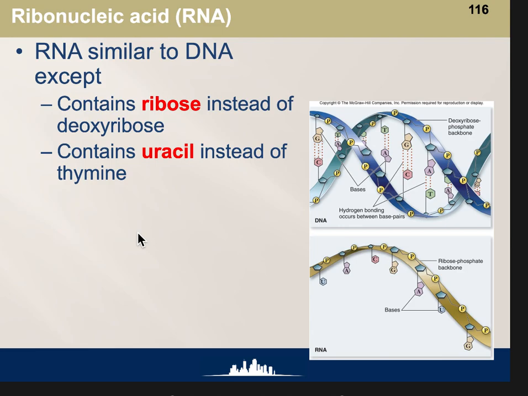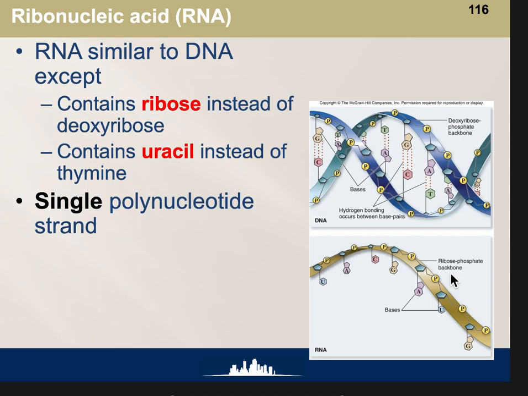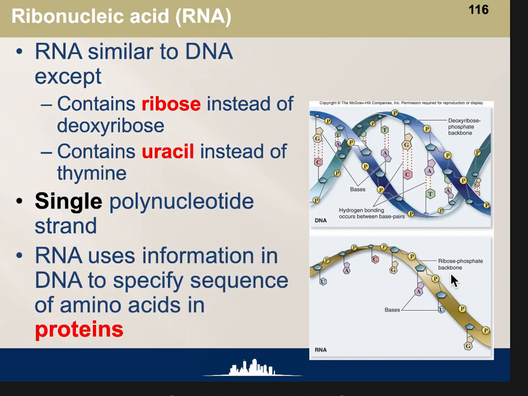All right, and then we have ribonucleic acids, and it's going to be similar. It's going to contain ribose instead of deoxyribose and contain uracil instead of thymine. So here's a picture of DNA at the top, and then we have RNA at the bottom. And with RNA, we're going to see that it has bases along this ribose phosphate backbone, and it's a single polynucleotide chain. And again, RNA is going to use this information to sequence amino acids into proteins. So it's going to be really helpful for that.